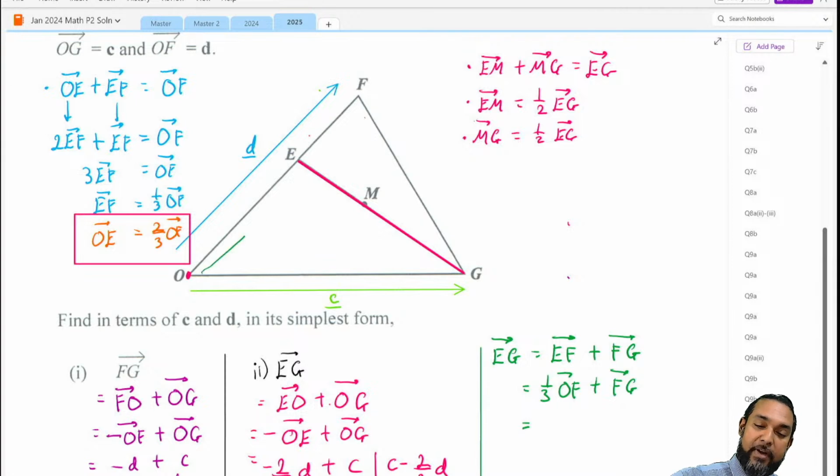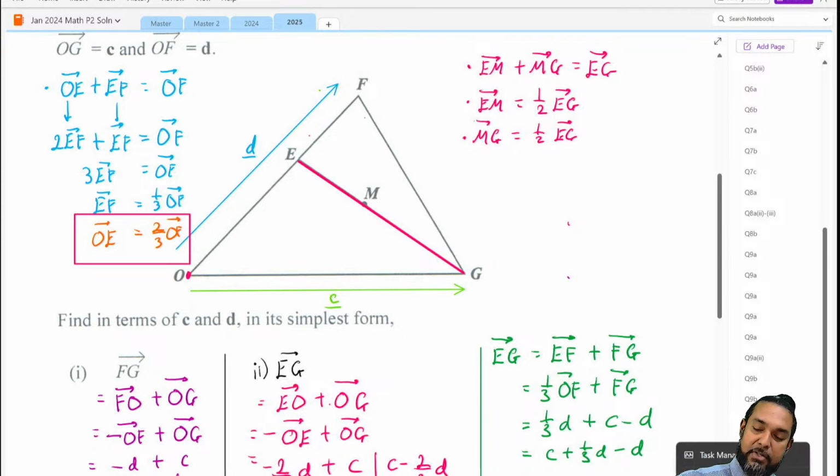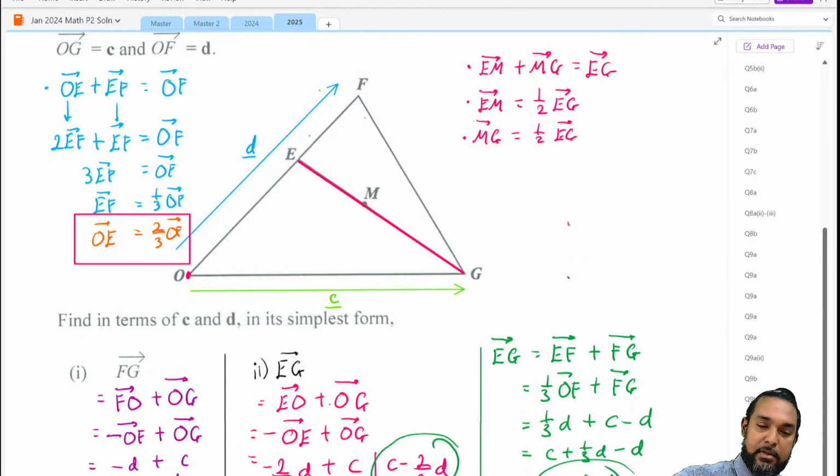All right, so the whole vector OF is D. So OF is 1/3 of D. And now FG, we found FG in the purple all the way to the left, right? And that's C minus D. So if you shift around your stuff, you have C plus 1/3 D minus D. And 1/3 of D minus a whole of D, 1/3 minus 1 is minus 2/3. As you can see, these two are the same.